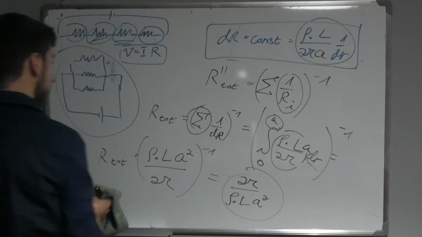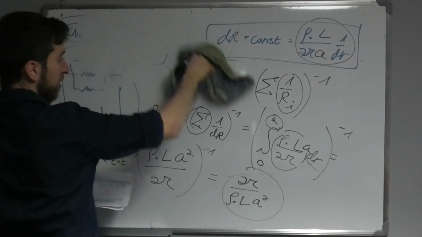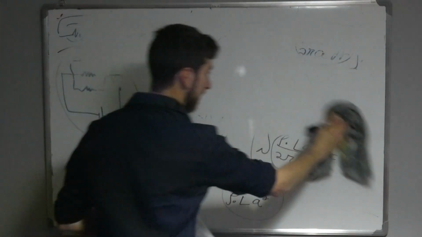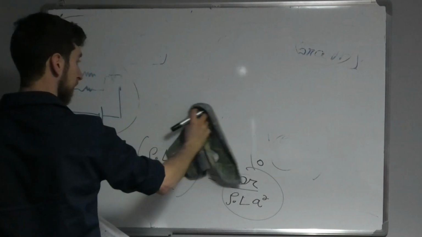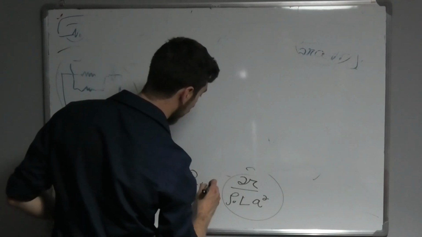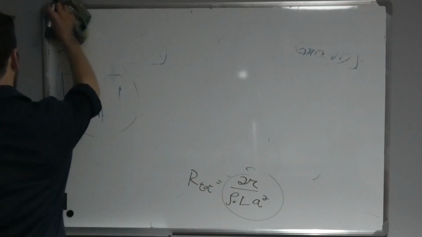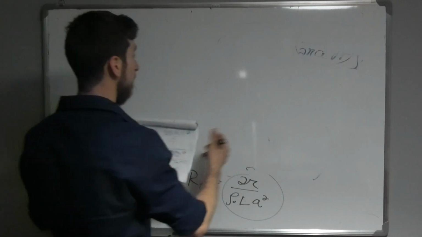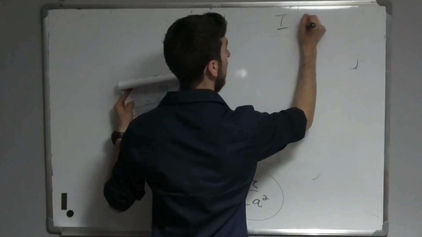The next question is, guys, this subject, it's really easy. It's always repeating itself. It's always the same. This was our total. So the next question is actually, what is the current that I have? What is the current? I equals question mark.